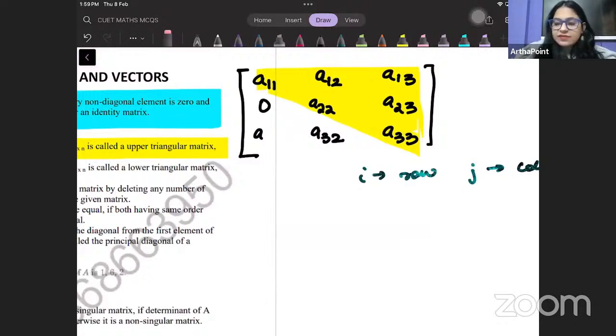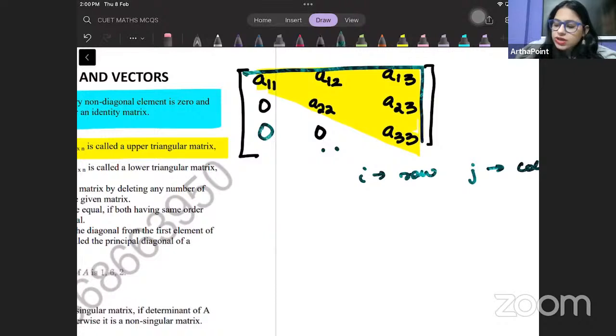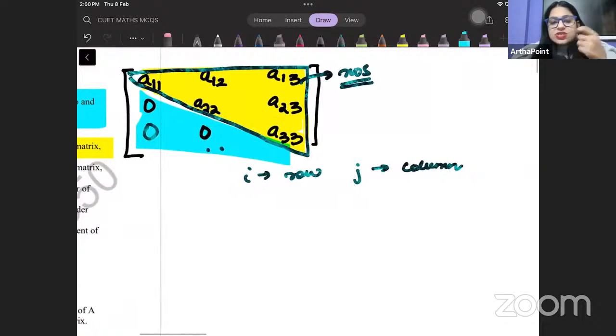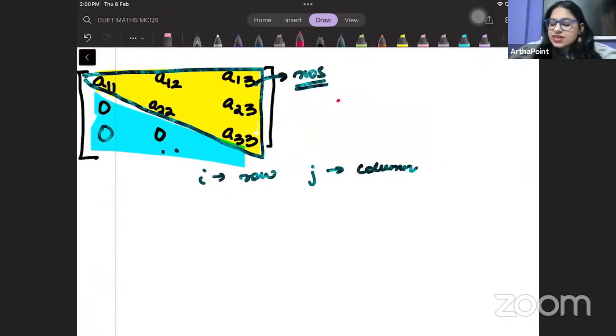When 3 is greater than 1, na, so I will replace it with 0. 3 is greater than 2, na, so this will be replaced with 0. So any matrix which is of this format, कि upper में आपका एक triangle create हो रहा है with some numbers. यहाँ पे कुछ numbers आ रहे हैं and in the lower side you have all zeros. और इसको हमने कैसे represent किया? We said that Aij is coming out as 0. और ये Aij 0 कब हो रहा है? When is this becoming 0? When your i is greater than j.